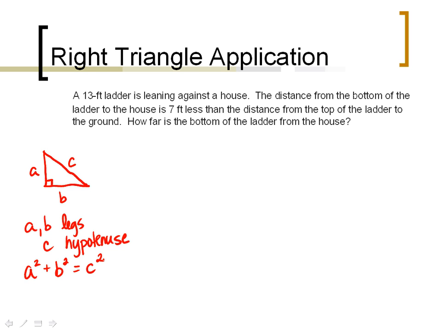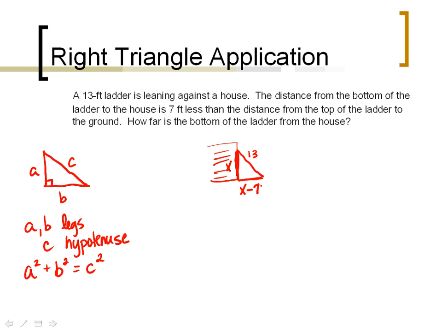The problem says that a 13-foot ladder is leaning against a house. So if you kind of get the picture of what's going on, here's your house. You have a 13-foot ladder that's leaning against it. The distance from the bottom of the ladder to the house, so we're talking about this distance here, is 7 feet less than the distance from the top of the ladder to the ground. So here is that distance. So if the distance from the bottom is 7 feet less than the top, if we call this x, then 7 feet less than that has to be x minus 7.